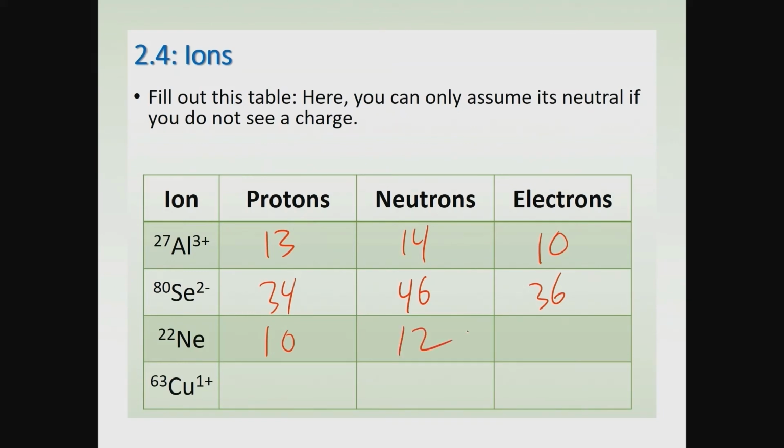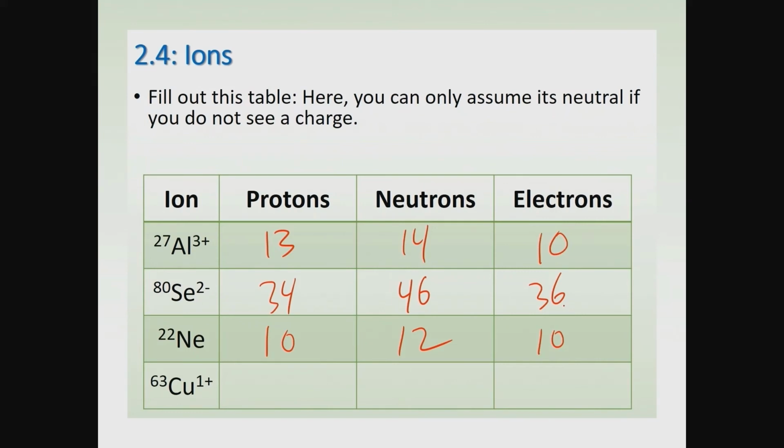And then neon, you will note there's no charge symbol there on the upper right. There's no negative symbol, there's no positive symbol. So we should assume the neon atom is neutral charged. If it's neutral charged, it'll have as many electrons as protons, so there should be 10 electrons there.